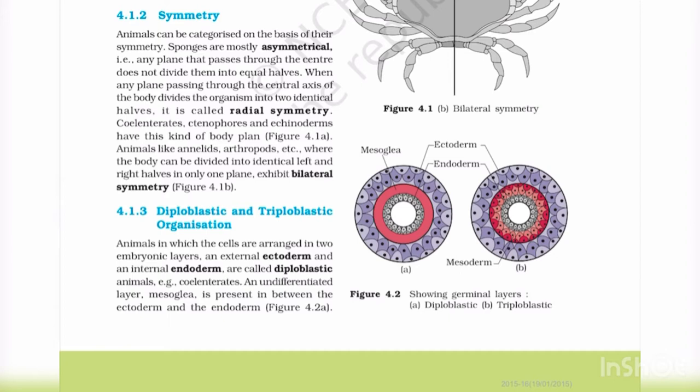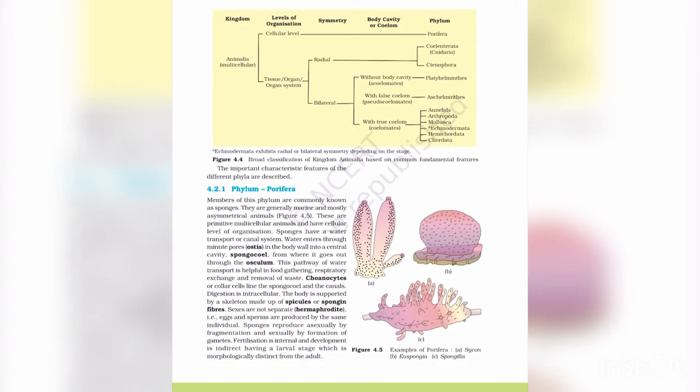4.1.3 Diploblastic and triploblastic organization. Animals in which the cells are arranged in two embryonic layers, an external ectoderm and an internal endoderm, are called diploblastic animals, e.g., coelenterates. An undifferentiated layer, mesoglea, is present in between the ectoderm and the endoderm, figure 4.2a. And characteristic features of the different phyla are described.